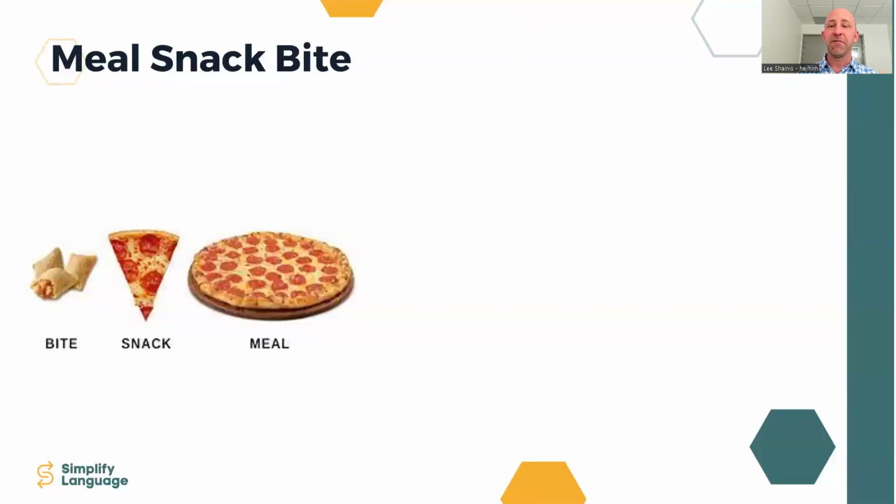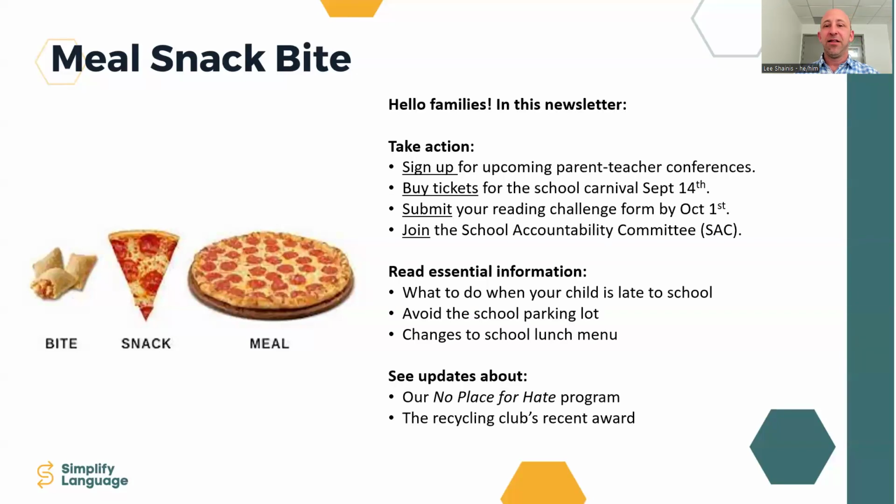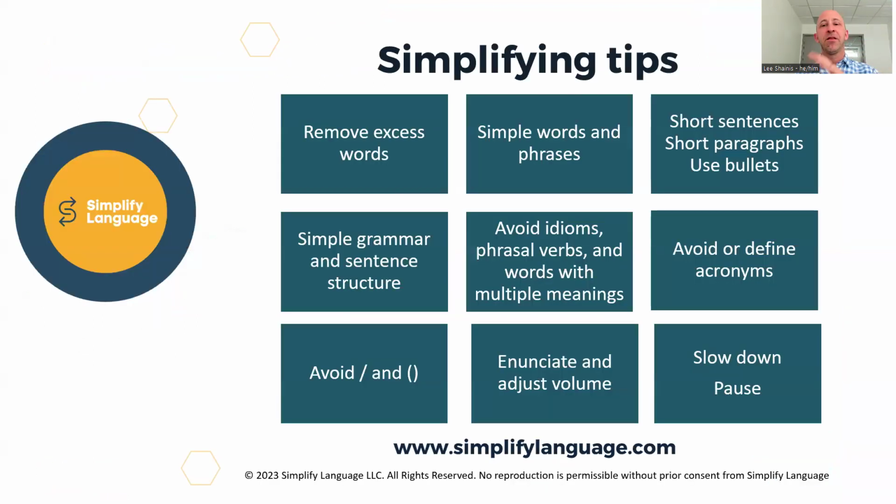I'll talk about this idea of the meal, the snack, and the bite that can help tremendously with things like newsletters, right? How can I give my audience a bite? Just the most important things they need to know in the 10 seconds they glance at it. And then if they want more, they can see the snack. If they want more, they see the meal. So these are some of the tips that I share, and we look at examples of all of these.